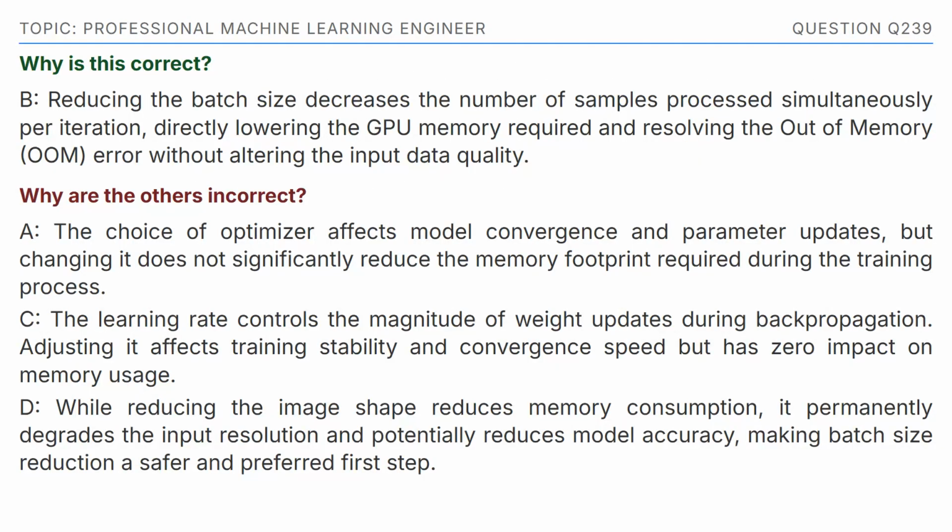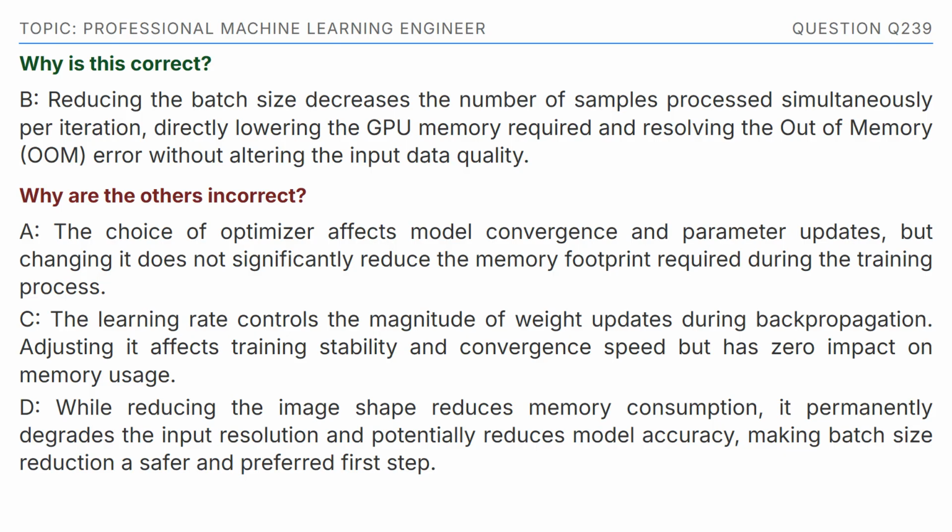Why is this correct? B. Reducing the batch size decreases the number of samples processed simultaneously per iteration, directly lowering the GPU memory required and resolving the out-of-memory, OOM, error without altering the input data quality.